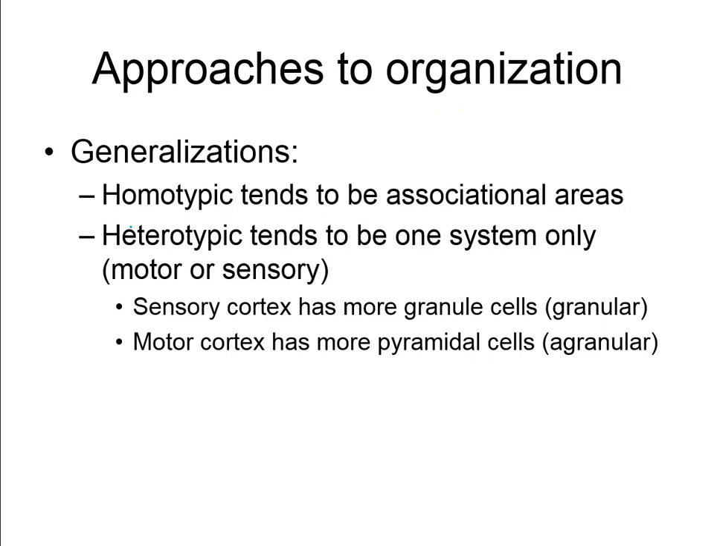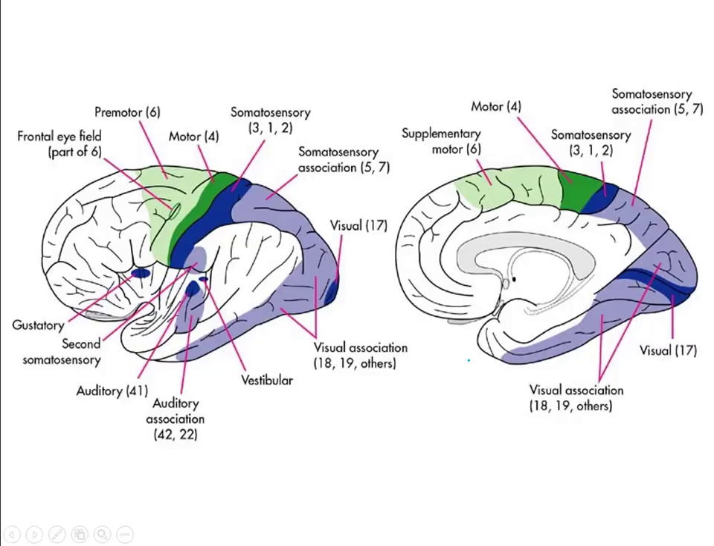So, in general, homotypic is association. That's why there's so much more of it. Heterotypic: sensory is more granular, and motor has fewer granular cells, it is agranular with more pyramidal. So, the major modalities that we need to think about for first-order sensory and second-order.